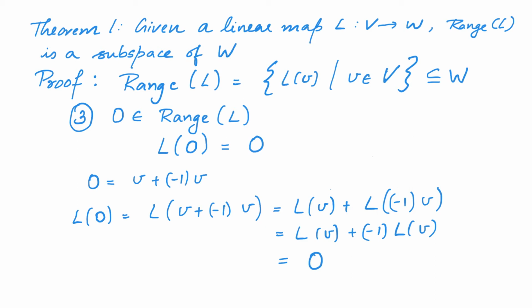Anyway, we have completed all three steps. That means we have proved the set is closed under vector addition, closed under scalar multiplication, and the 0 element is contained inside it. Therefore, this set is a subspace of W.